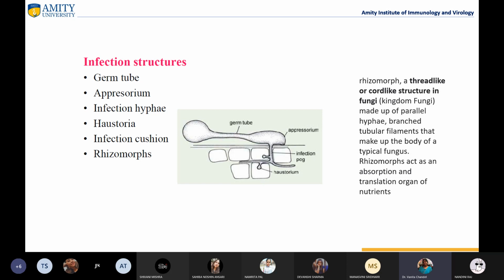So rhizomorphs are basically thread-like structures, right? They are made up of parallel hyphae and branched tubular filaments that make up the body of the typical fungus. So rhizomorphs can act as absorption and translocation organs of nutrients also. So basically, first the germ tube is formed by the germinating spores, then it forms the appressorium also, and infection peg and haustoria. So these haustoria enter different kinds of cells further, right?